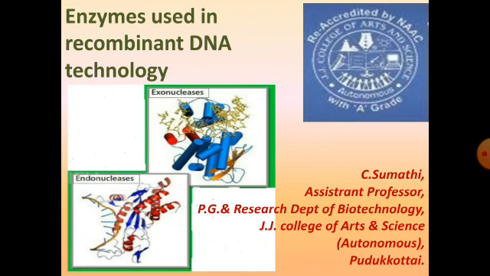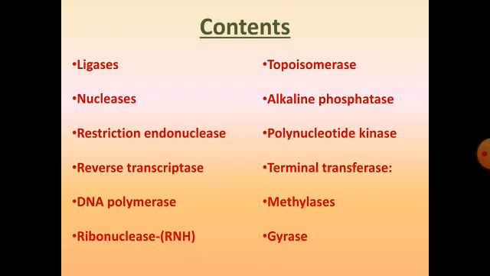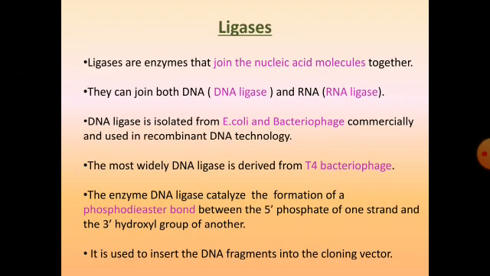I am working as Assistant Professor, PG and Research Department of Biotechnology, JJ College of Arts and Science, Autonomous, Pudukkottai. Today we are going to see about enzymes used in recombinant DNA technology. These are the most widely used enzymes in recombinant DNA technology. The enzymes are ligases, nucleases, restriction endonuclease, reverse transcriptase, DNA polymerase, ribonuclease, topoisomerase, alkaline phosphatase, polynucleotide kinase, terminal transferase, methylases, and gyrase.